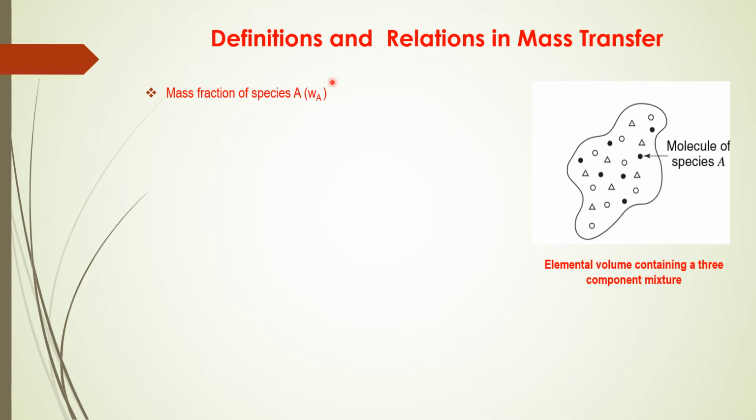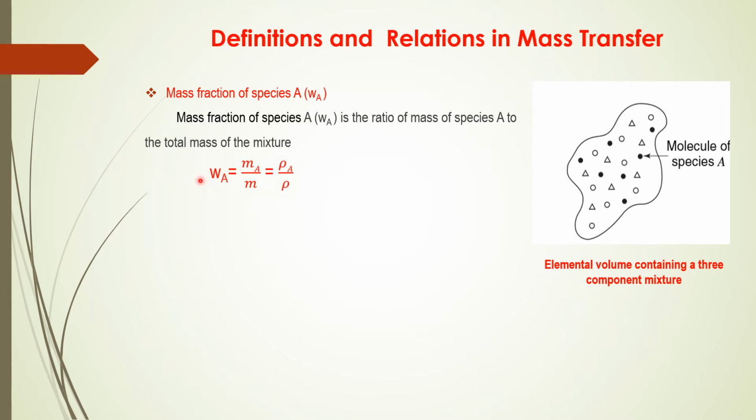Next we will see the mass fraction of species A. It is represented by WA, and it is defined as the ratio of mass of species A to the total mass of the mixture. So WA can be written as MA by M. MA is the mass of species A, M is the mass of mixture. This can also be written as rho A by rho, because if you divide both the numerator and denominator by volume, we will get MA by V equal to rho A, M by V equal to rho. So WA equal to MA by M or rho A by rho.